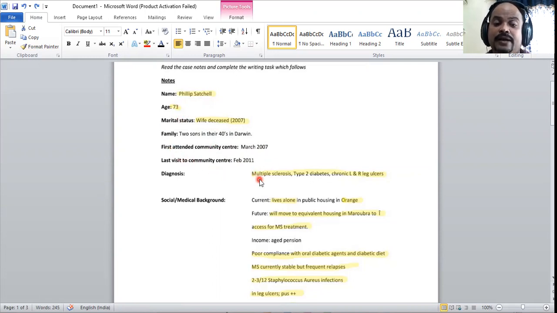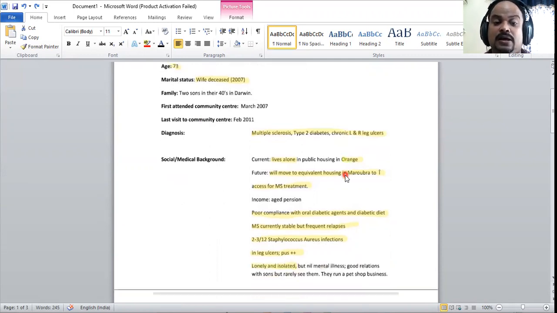And we have the diagnosis as multiple sclerosis, type 2 diabetes, chronic left and right leg ulcers. So these 3 diagnoses are there. When this thing happened, I don't know. When this was diagnosed, I don't know. But he is under the treatment of these 3 diagnoses.